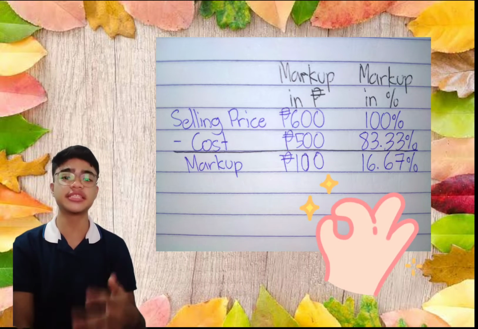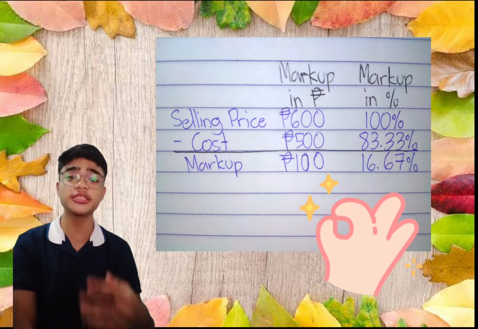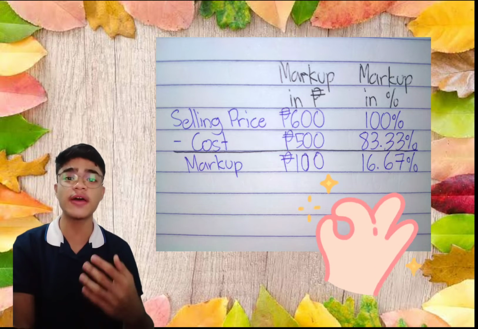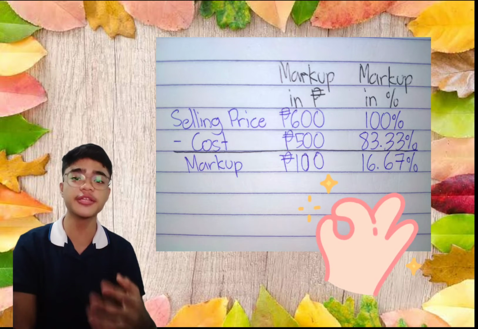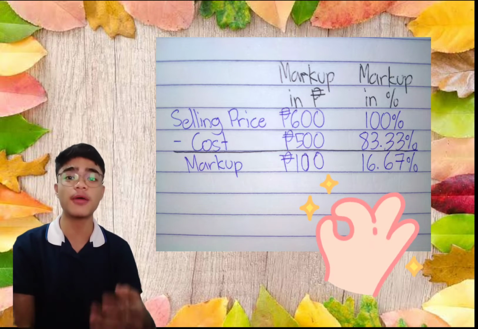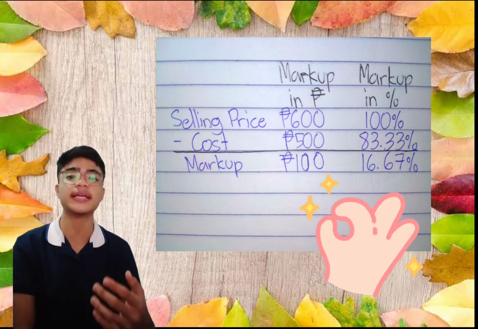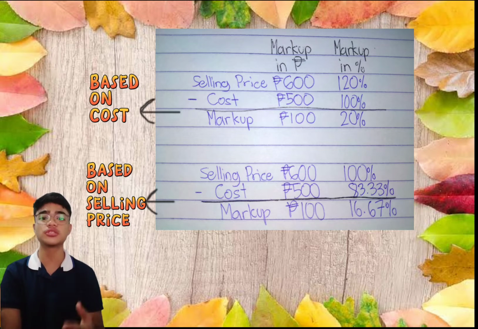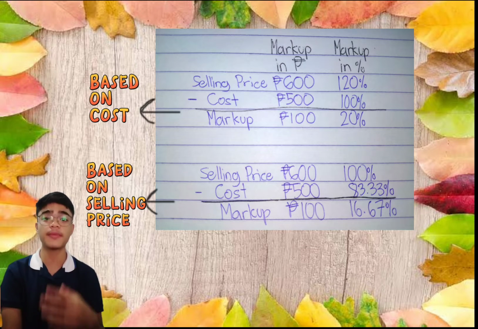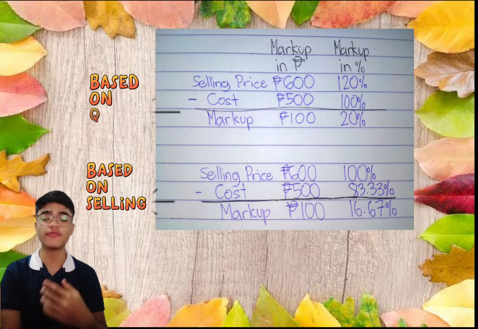The selling price is 600 pesos and is equal to 100% because this example is based on the selling price. The cost is 500 pesos or 83.33% of the selling price, then the markup is 100 pesos or 16.67% of the selling price. If we compare this to the relationship of the markup based on cost, we can easily convert the markup rates to either of them using formulas.